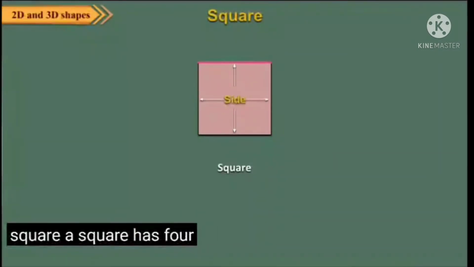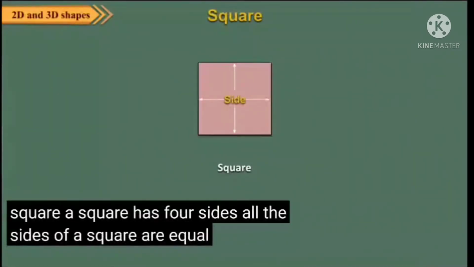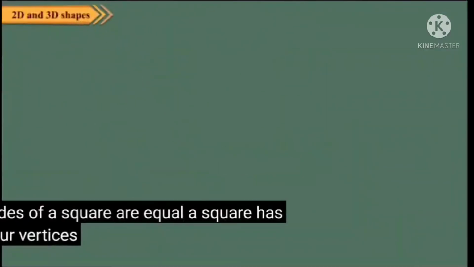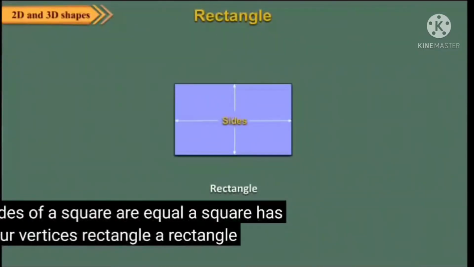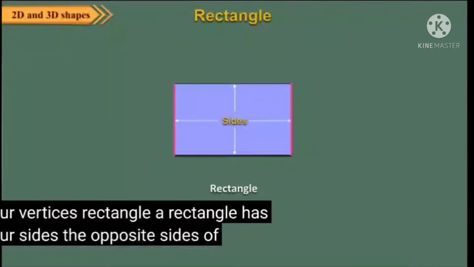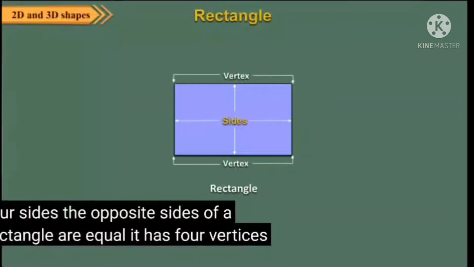Square. A square has four sides. All the sides of a square are equal. A square has four vertices. Rectangle. A rectangle has four sides. The opposite sides of a rectangle are equal. It has four vertices.